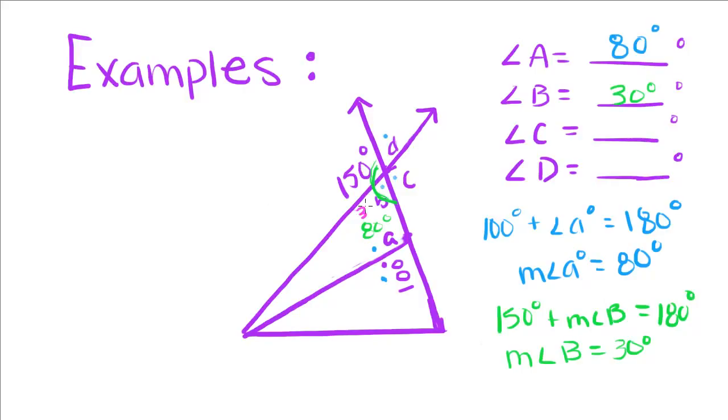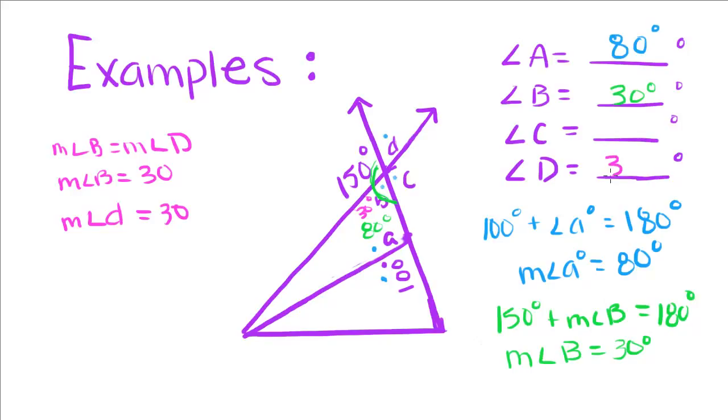So we can fill that in. So since B and D are across from each other, that means they're vertical angles. And vertical angles have equal measures. So that means the measure of angle B is equal to the measure of angle D. Since we know that the measure of angle B equals 30, that also means the measure of angle D has to equal 30. So we can fill that in right there.